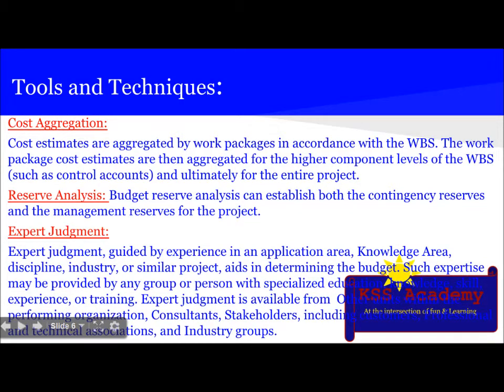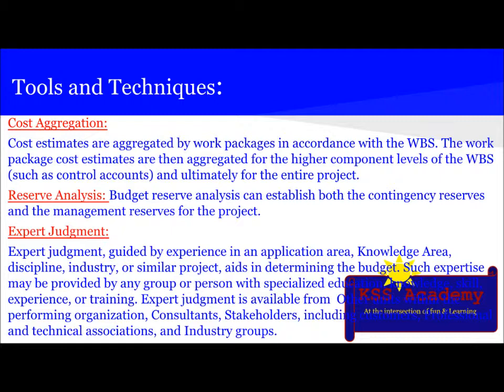The tools and techniques involved are, first, cost aggregation. Cost estimates are aggregated by work packages in accordance with the WBS. The work package cost estimates are then aggregated for the higher component levels of the WBS, such as control accounts, and ultimately for the entire project.